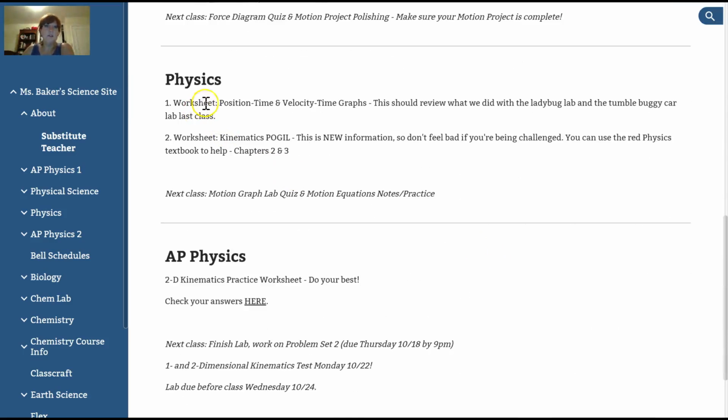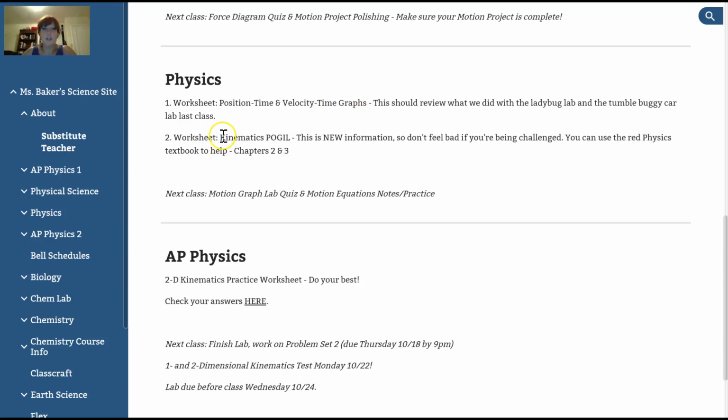Physics, second block. You guys have two worksheets to do. The first one is review. This is about position time and velocity time graphs. We looked at graphs with the Ladybug lab and the Tumblebuggy lab, the car lab, but we only looked at position time graphs. So you may need a little bit of help in chapters 2 and 3 with the velocity time graphs. But velocity is just graphed on the vertical axis, so that's the only difference. See if you can figure it out. You might have a little bit of trouble on the back there.